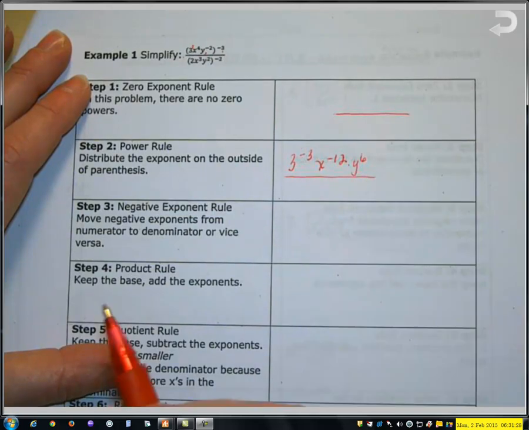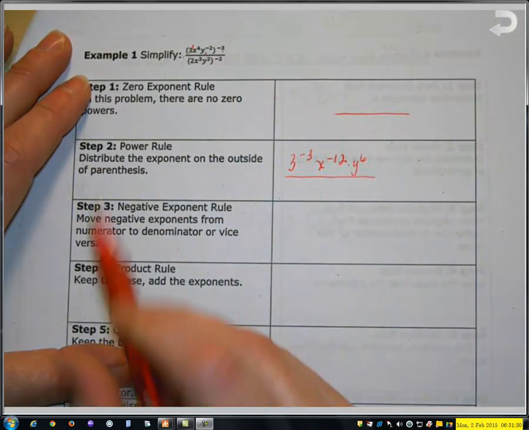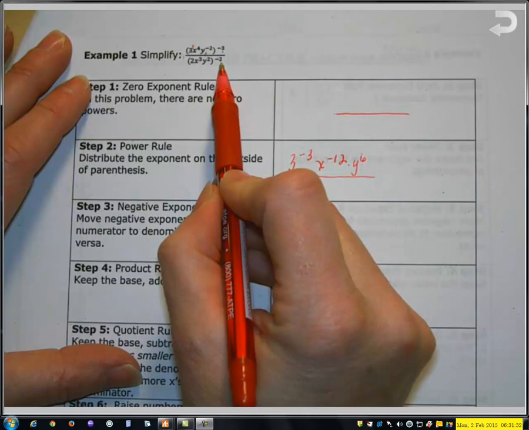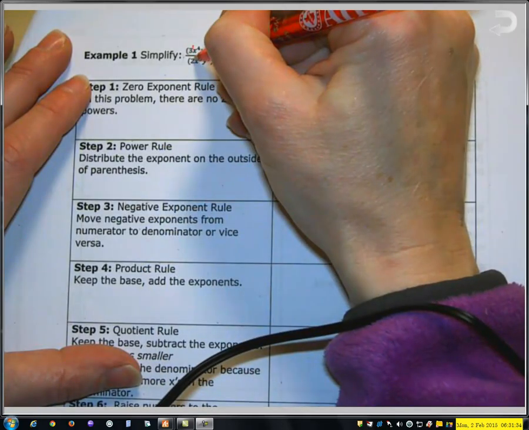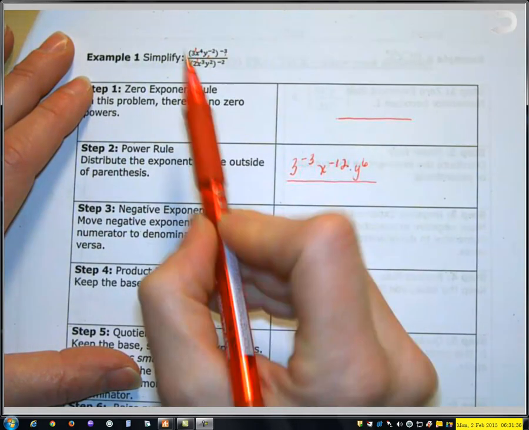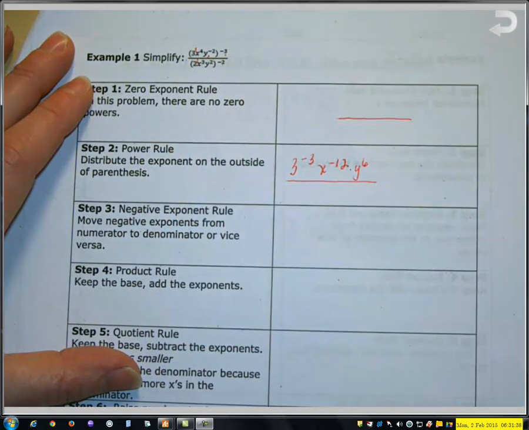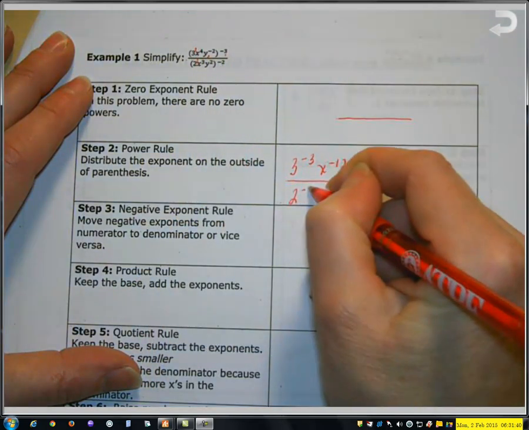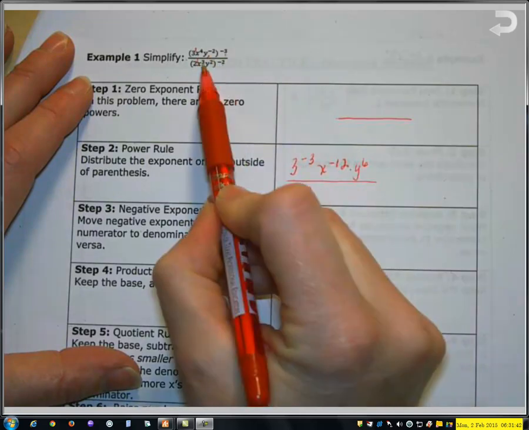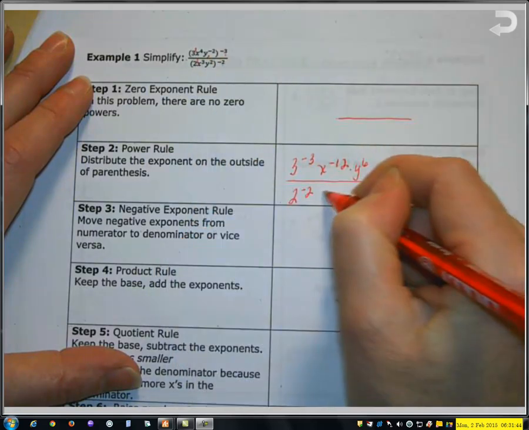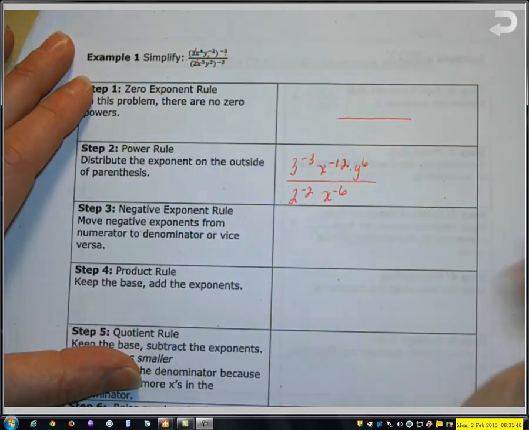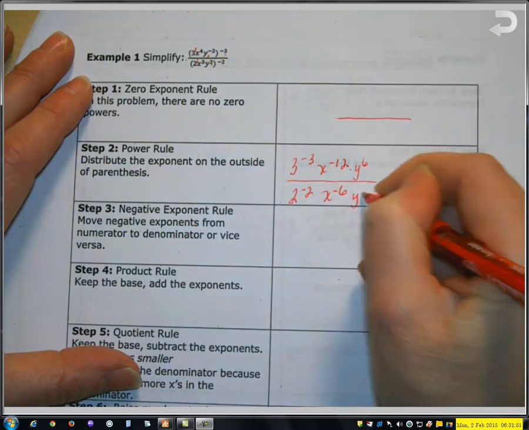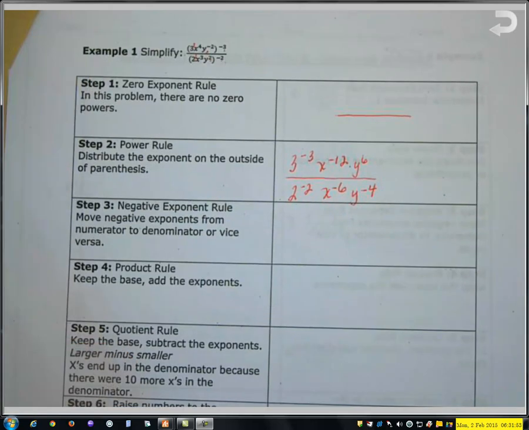Now we'll go down to the denominator and do the same thing. The negative 2 needs to be distributed to every exponent in the parentheses. 1 times negative 2 is negative 2. 3 times negative 2 is negative 6. 2 times negative 2 is negative 4.